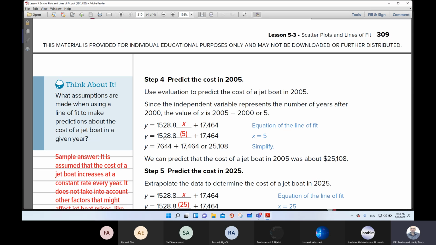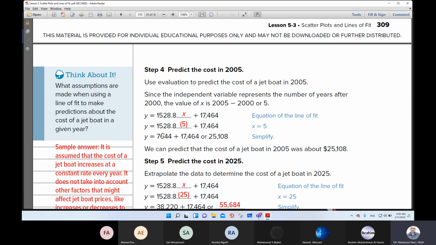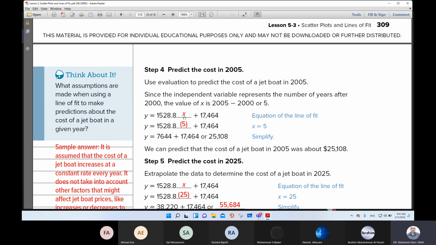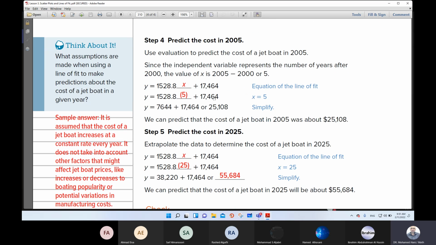Then the last step here, predict the cost in 25. From 20 to the 25, we have 5 years. So we can represent the value of x in the same equation, with the value of x 5. Then you can solve. You will get the answer will be about 25,108.